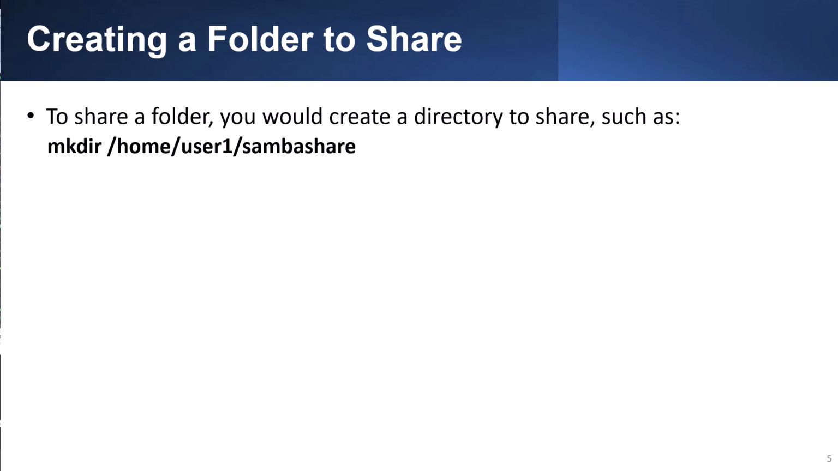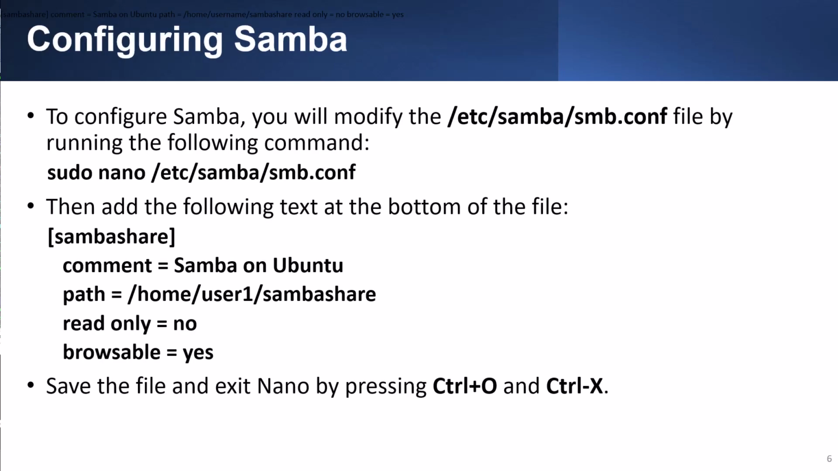To share a folder, you would create a directory to share, such as mkdir /home/user1/sambashare. To configure Samba, you would modify the /etc/samba/smb.conf file by running the following command using nano. sudo nano /etc/samba/smb.conf. Then add the following text at the bottom of the file.